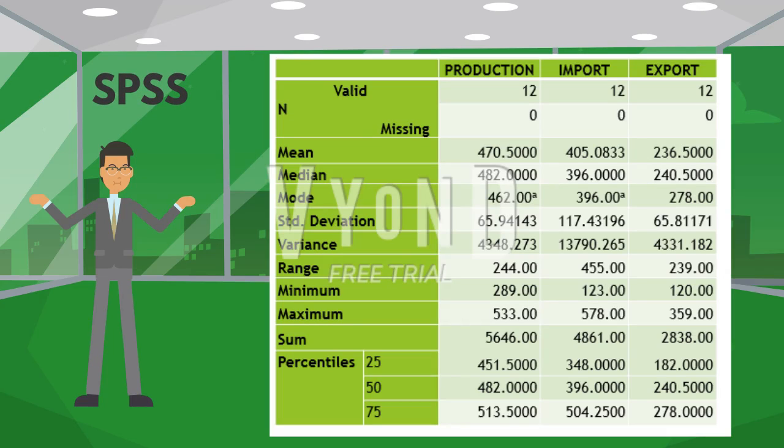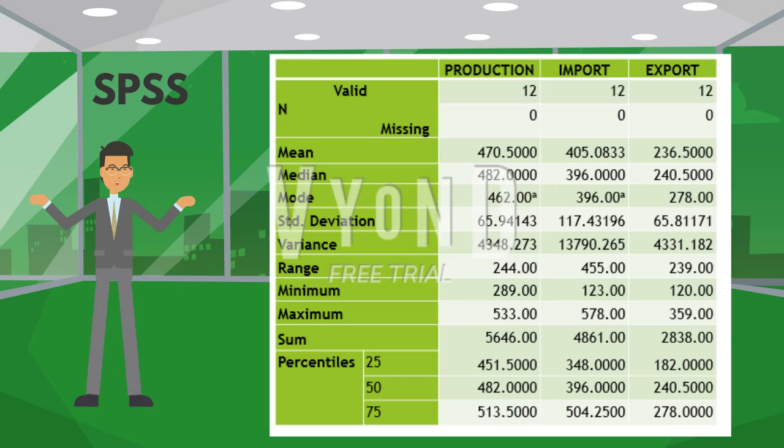SPSS is short for Statistical Package for the Social Sciences, and it is used by various kinds of researchers for complex statistical data analysis. By using SPSS, we get clearer meanings of mean, median, mode, standard deviation, variance and range. Mean is the average of the numbers. The mean value in the statistical data for production is 470.5000. The mean of import is 405.0833 and for export is 236.5000.